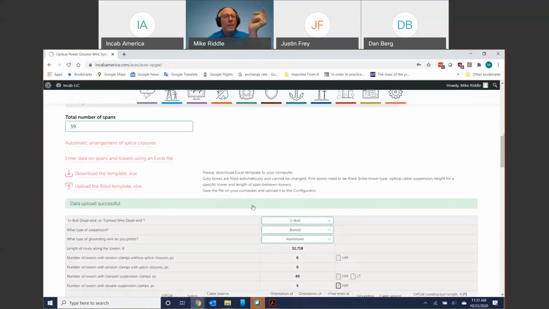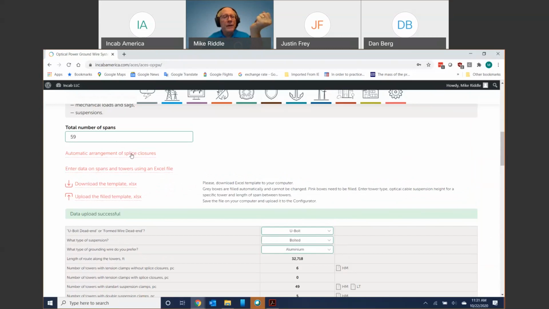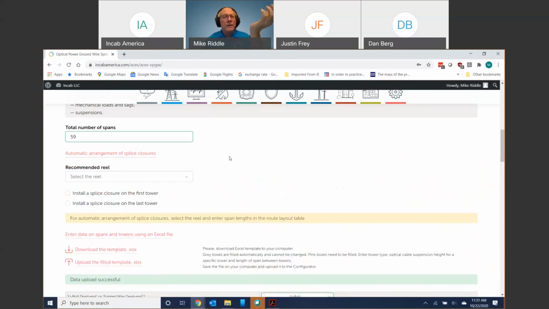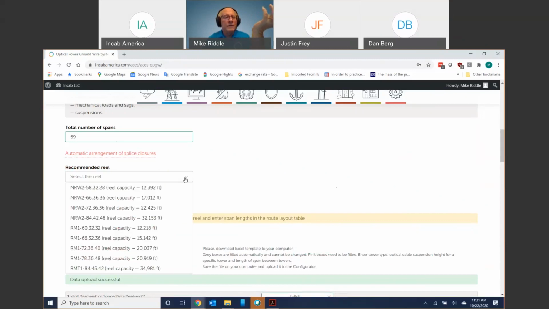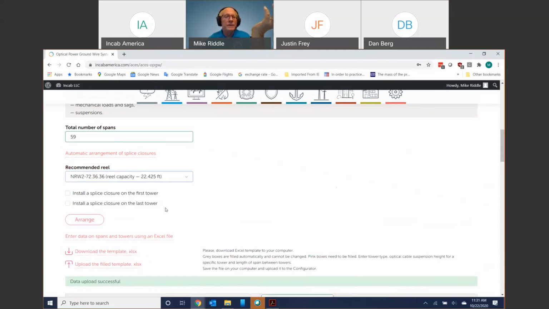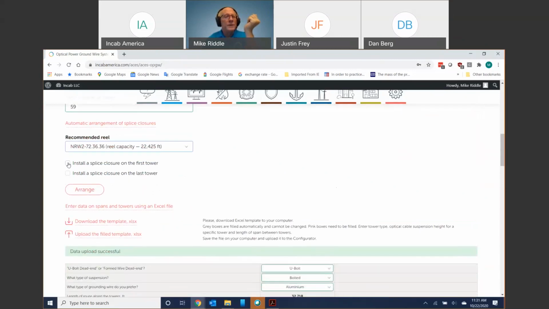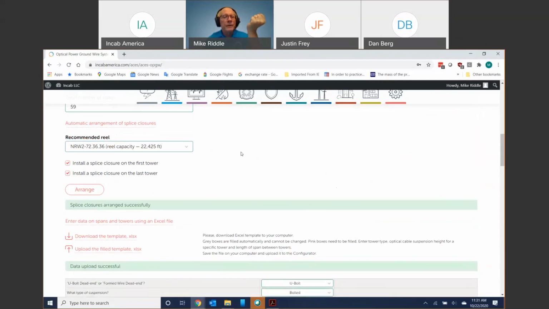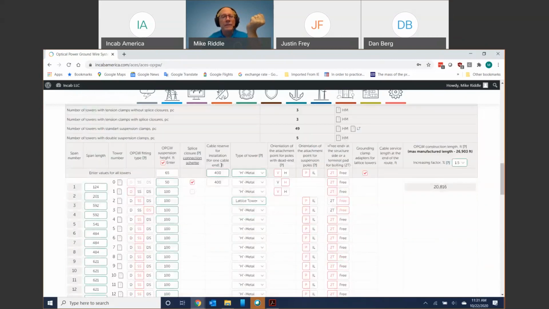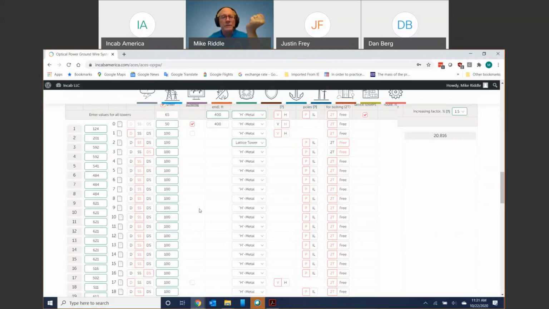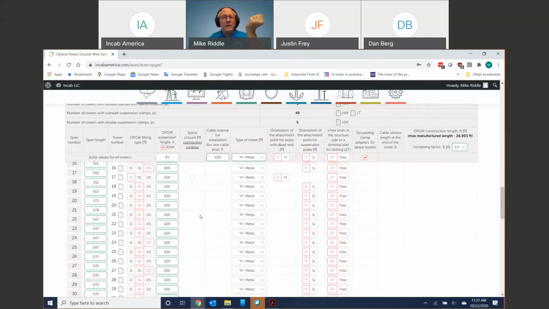Now, as I say, I could have gone in and just said, I want to pick the splice points. And if I use a reel like this, 72-inch, the maximum cable length is 22,425 feet. And of course, certainly I want a splice enclosure at the first and last. And then it's going to come and do the points. So it's using it just on length.